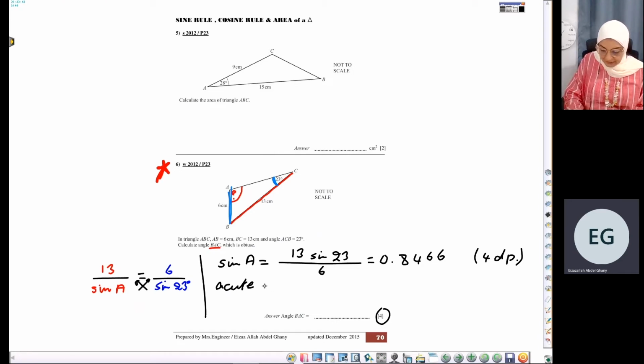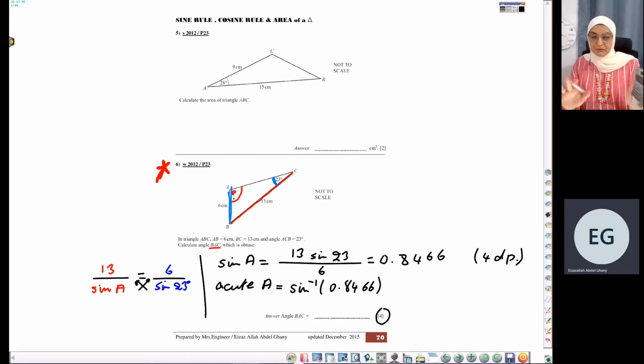This angle I find is the acute angle BAC. Acute angle A equals the angle whose sine is 0.8466. You click on the calculator, keep it on your display, shift, sine, answer, equal. As we expected, the angle will be acute. So if you write the acute angle on the dotted line of the answer line, you will lose 1 mark because he needs an angle which is an obtuse angle.